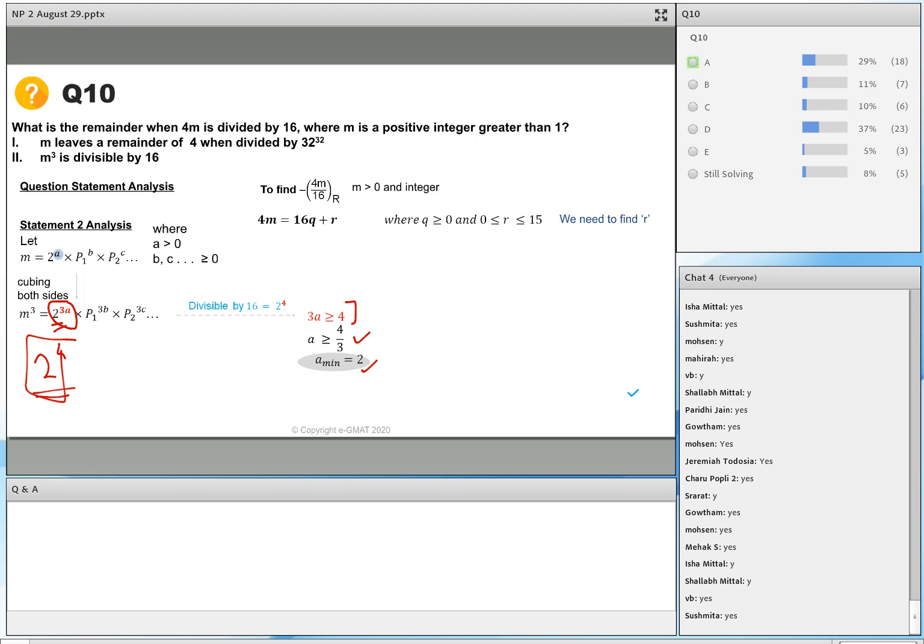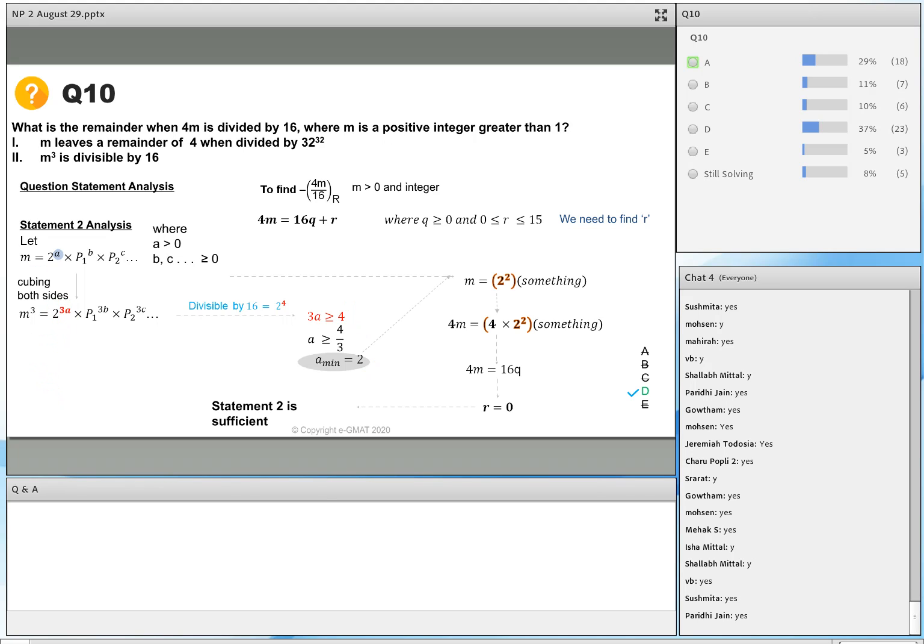Yes, right? Perfect. So that essentially tells me m has a minimum of 2 to the power 2 inside it. If m has a minimum of 2 to the power 2 inside it, 4m has to have 4 times that number, 2 to the power 2 times something. So 4m is equal to 4 times 4, which is 16, times something. Not very interested in learning what this something is, but 4m is of the form 16q. If 4m is a multiple of 16, the remainder would be equal to 0. So both statements 1 and 2 are sufficient, which tells me the answer for this question is choice D.